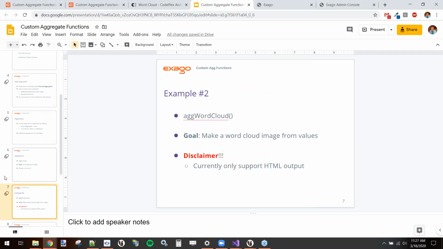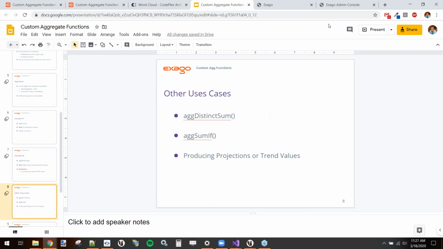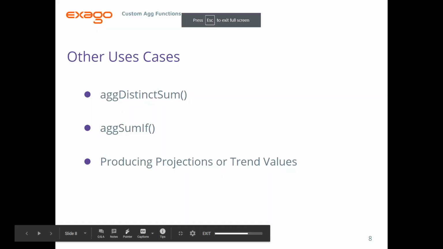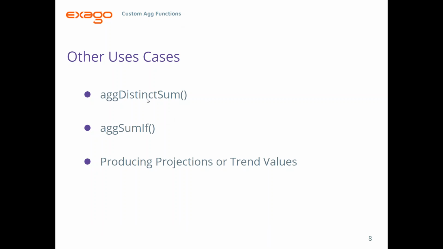Awesome. So the last piece here I want to mention is that there are obviously other use cases. This is meant to be a feature that is extensible, that you can do a lot of really cool things with. So we just brainstormed a few. I don't have built-in examples to show, but I wanted to mention them. So we have an ag distinct sum. If you wanted to do an ag sum, but you only wanted to use values that were distinct for whatever reason you might have in the reports, you could build a custom function that does that.